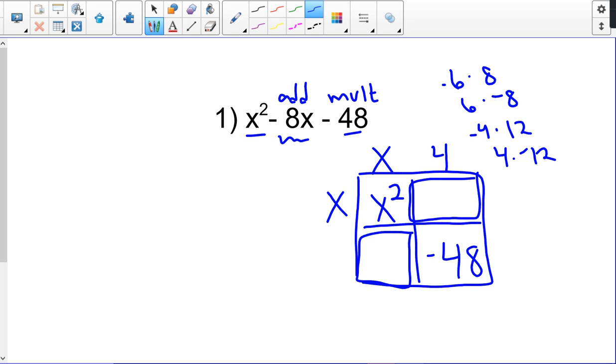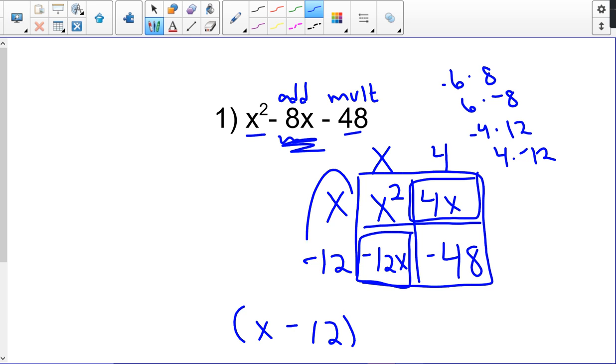So we're going to use 4. 4 times x is 4x. And negative 12 times x is negative 12x. And if you think of combining those two, it will get us back to this negative 8x that was in our question. So we have the right things filled out inside our box. And if we were asked to factor, then the outsides would represent the answer. So x minus 12 is what we got right here, and x plus 4 is our second factor. Okay, so those are the two factors that are equivalent to the product x squared minus 8x minus 48.